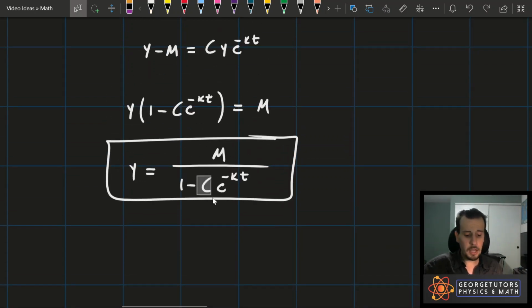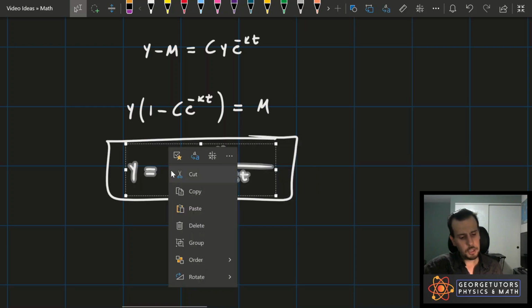So I'm ready to go right now. This C is going to be determined given some kind of initial condition. This K is either given directly to you or given in terms of another population constraint. And this M is actually always given to you, pretty much.